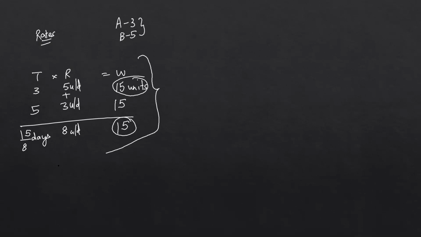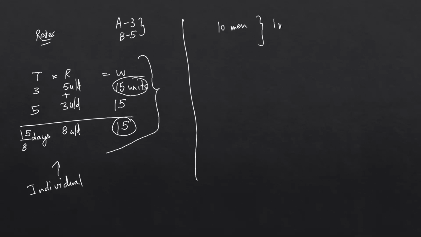Right? Now, this is where you have individuals working for you. What if you have groups of people? Let's suppose you have 10 men working. Right? And in here, what you can do is you can make an assumption that one man working in 1 day finishes 1 unit. If you make that assumption, then 10 men can finish a job in 5 days actually means that the total work is of 10 into 5, which is 50 units.